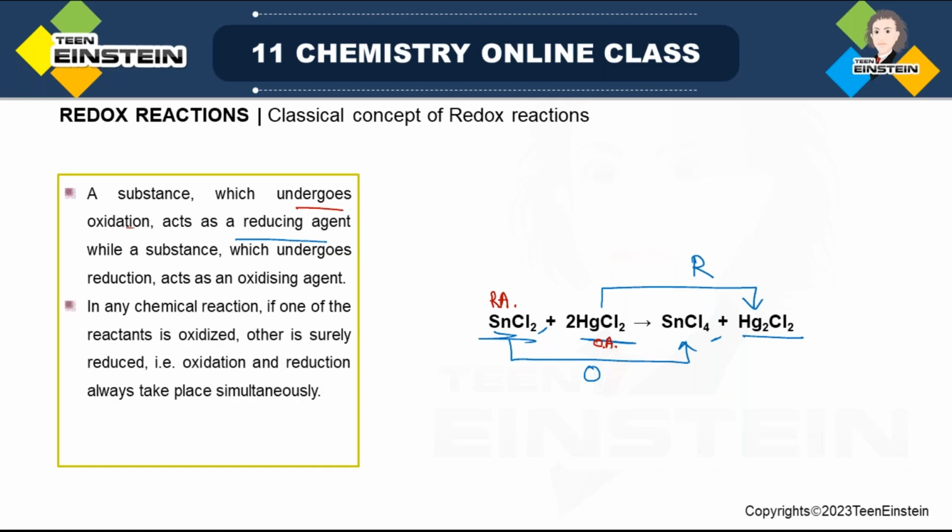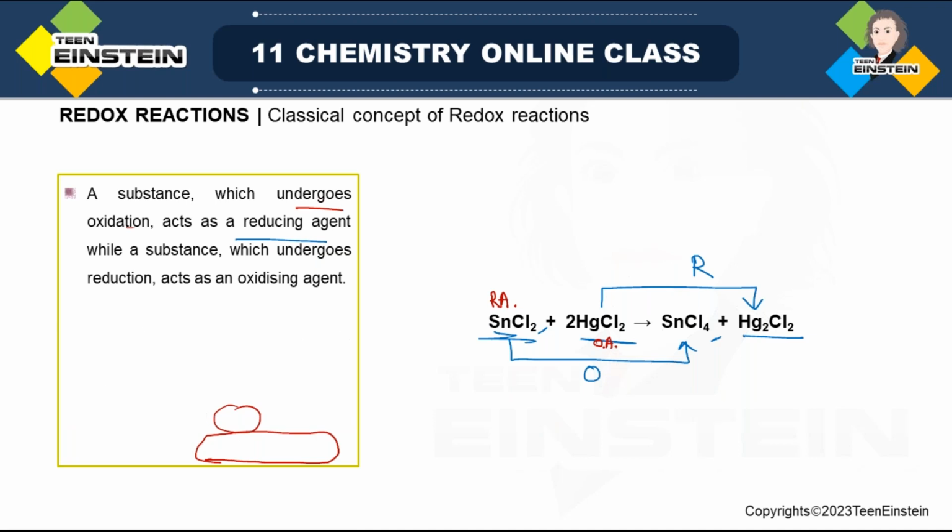In any chemical reaction, if one of the reactants is oxidized, obviously the other one is surely reduced. So oxidation and reduction always take place simultaneously. Fine. Here the word redox was coined for this class of chemical reactions. Which class of chemical reactions? There are different types or categories of chemical reactions. Redox is one of the terms where there will be a reduction reaction as well as an oxidation reaction.